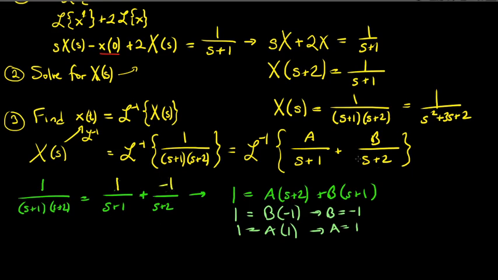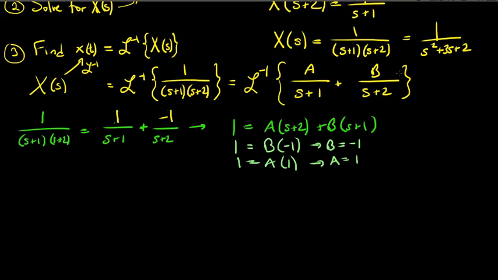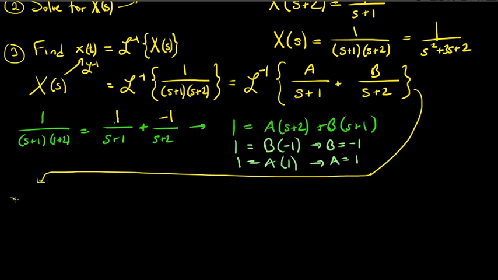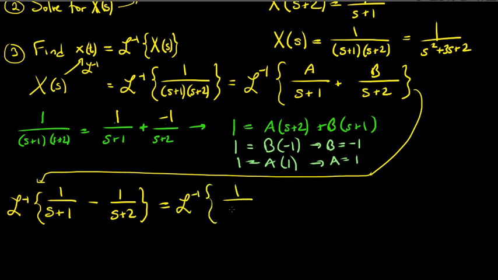So this is just 1 over s plus 1 plus -1 over s plus 2. And now we can take the inverse, well, I need a little more space here. So we still need the inverse Laplace transform. Now we know what A is, A is 1, and B is -1, so I'll just put -1 over s plus 2. And the inverse Laplace transform is linear, so we can split this up.